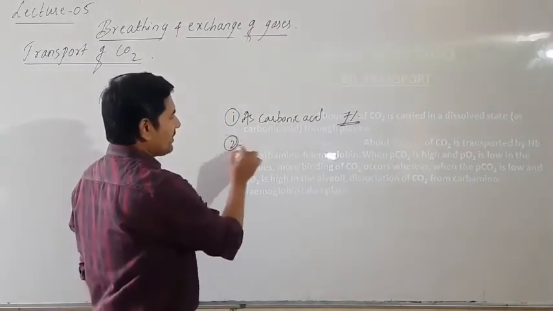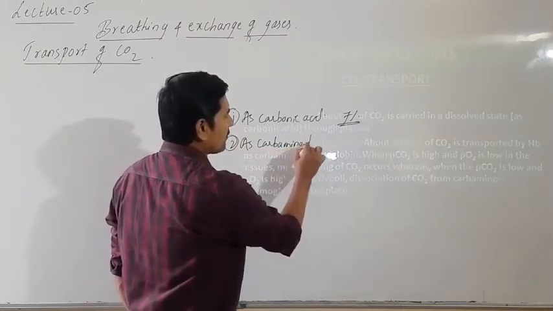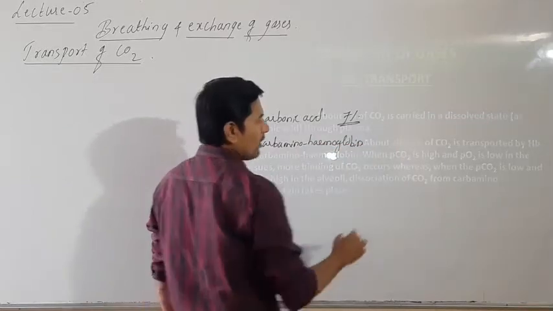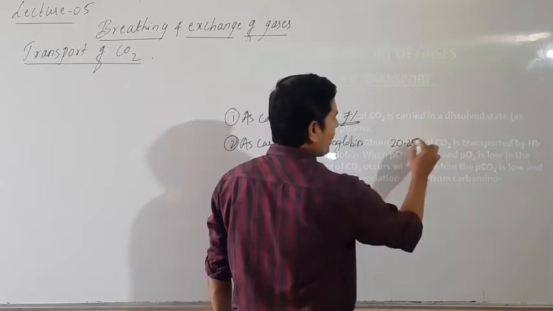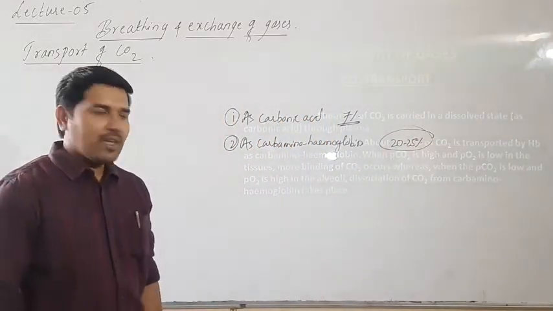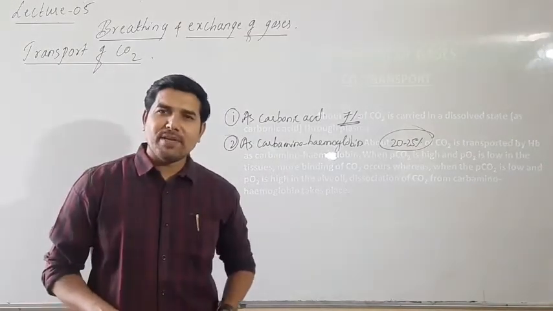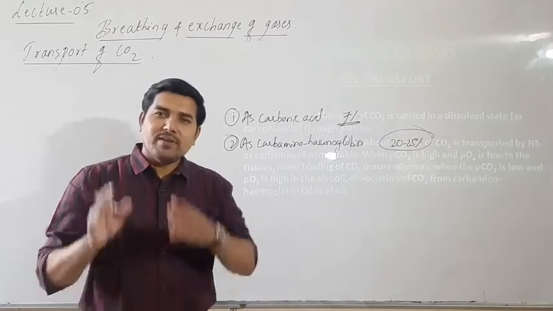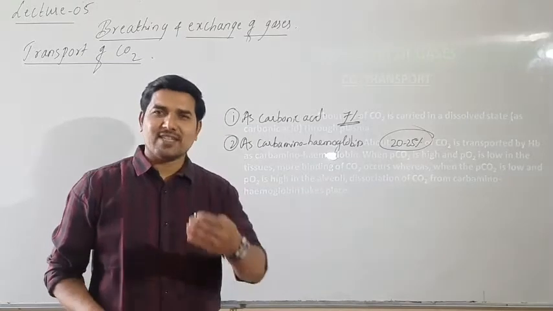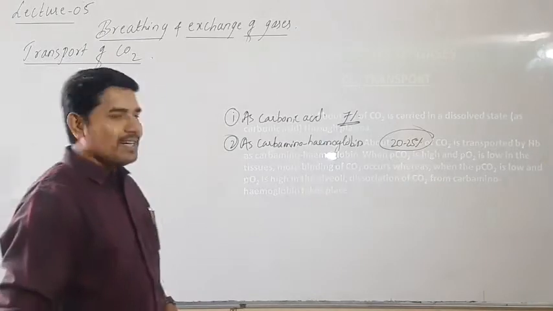The second form is as carb-amino hemoglobin. Then about how many percentage? 20 to 25% of CO2 is transported from the tissues towards the lungs. And third one, major one is bicarbonates. That is the major part, which is called as 70% of the carbon dioxide is transported in the form of bicarbonates. Okay. Now, how exactly it is transported?